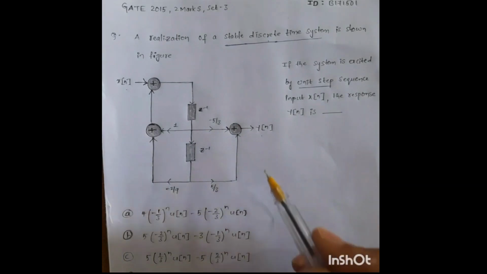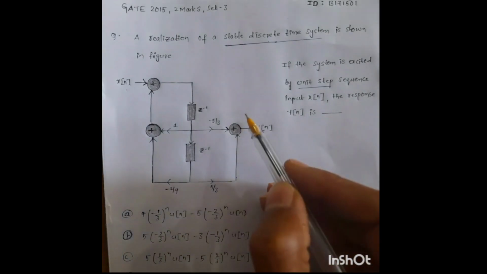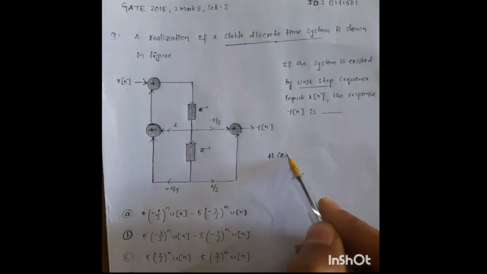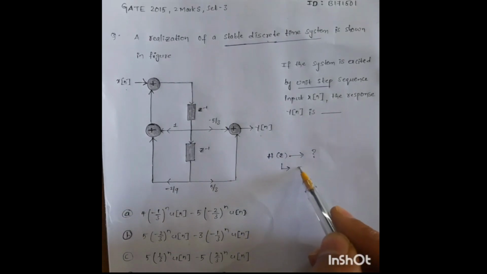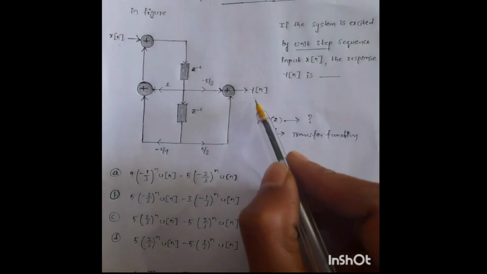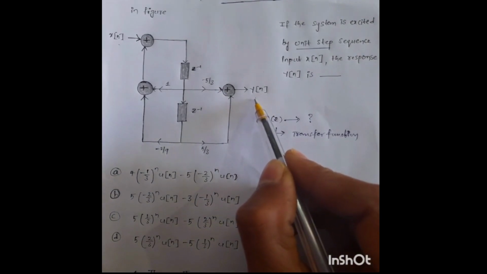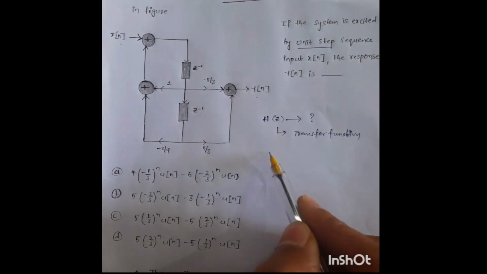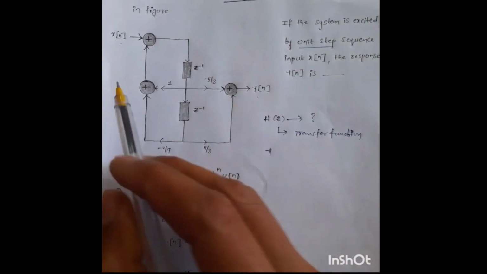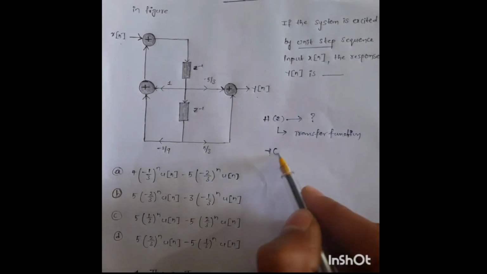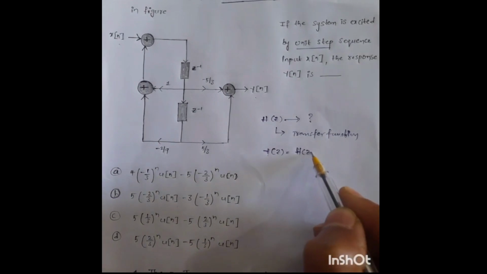So in order to find the solution for this type of question, we have to first find out h of z, the transfer function. So here we have to find the output y of z. So we know the relation between output response and the input and the transfer function. That is y of z is equal to h of z into x of z.